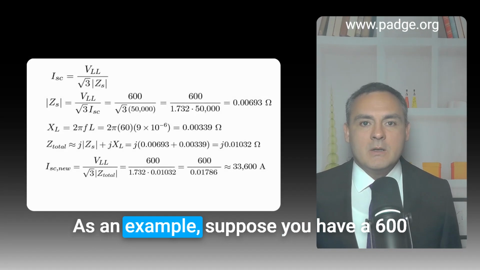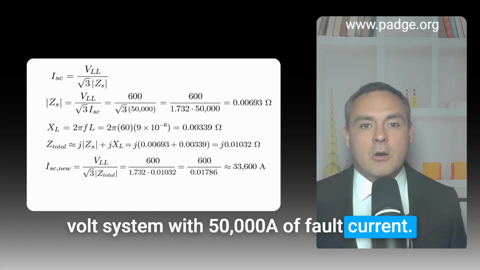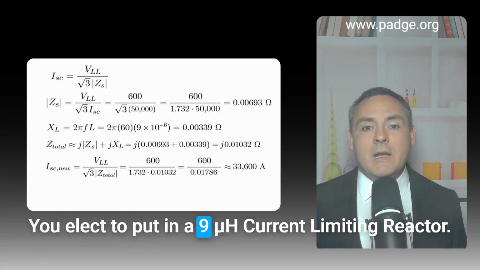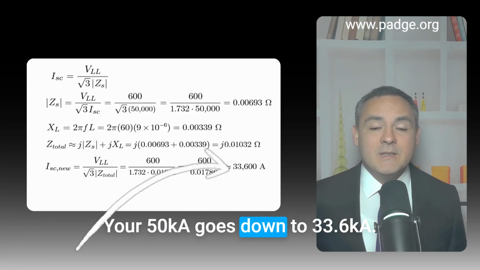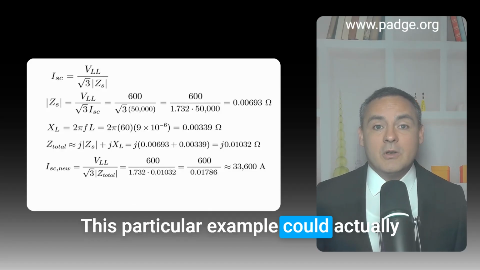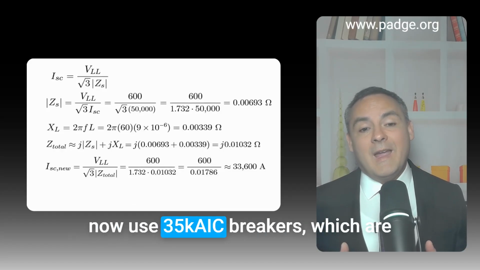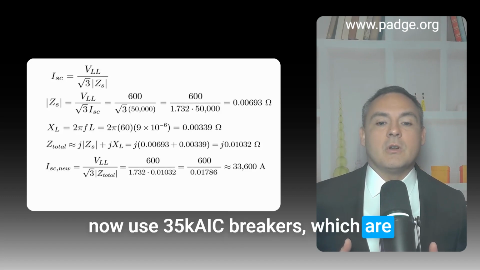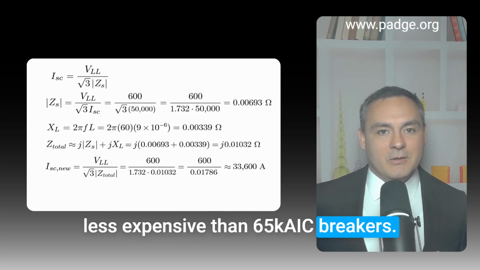As an example, suppose you have a 600 volt system with 50,000 amps of fault current. You elect to put in a 9 microhenry current limiting reactor. Your 50 kA goes down to 33.6 kA. This particular example could actually save you some money because you can now use 35 KAIC breakers, which are less expensive than 65 KAIC breakers.